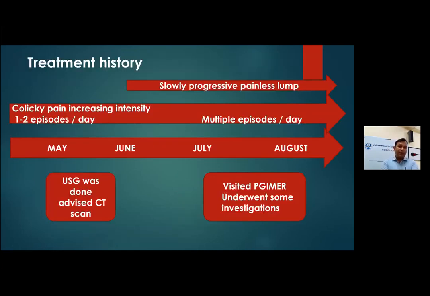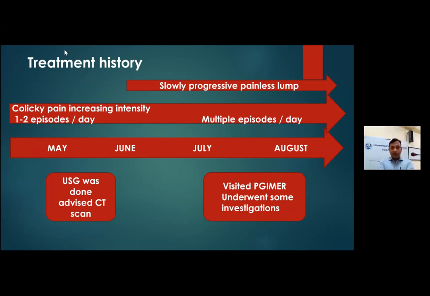This is briefly his treatment history. He has been symptomatic since May. At that time he had colicky abdominal pain, 1 to 2 episodes a day. For that, he initially visited a private checkup, where he underwent an ultrasound abdomen. He was advised to undergo a CT scan.